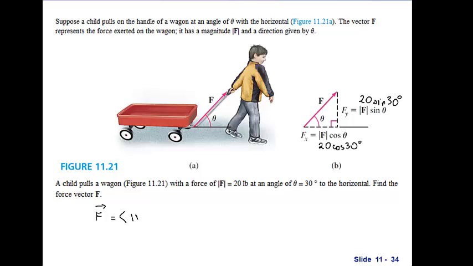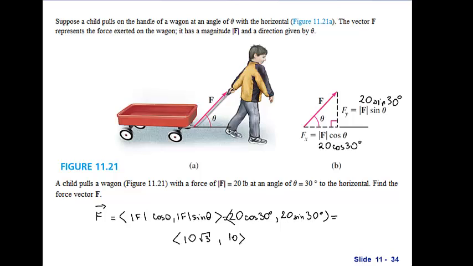I'm just going to rewrite the formula: magnitude of F cosine theta, and then magnitude of F sine theta, and this is 20 cosine 30 degrees, and then 20 sine 30 degrees, which gives us 10 square root of 3, because the cosine of 30 degrees is square root of 3 over 2, and here the sine of 30 degrees is 1/2, so it's 10. And this concludes section 11.1.